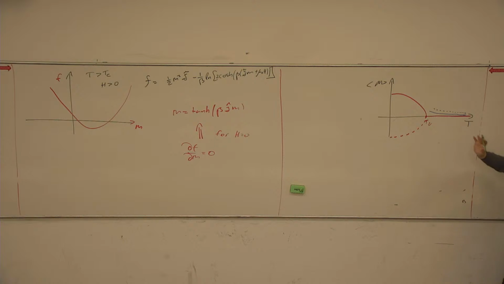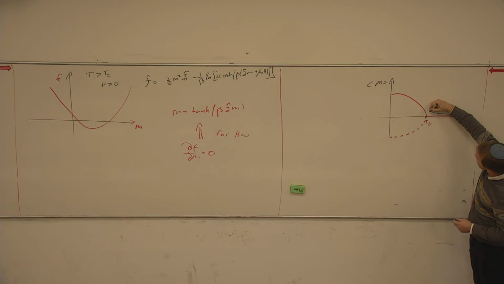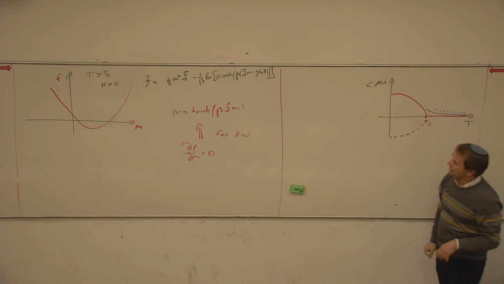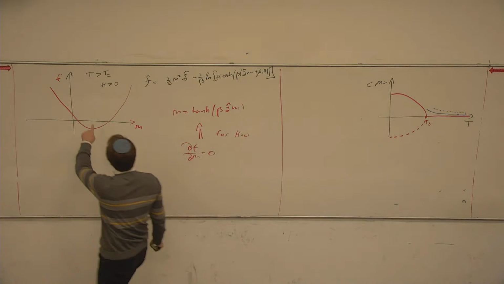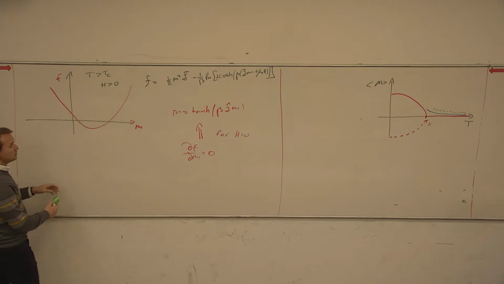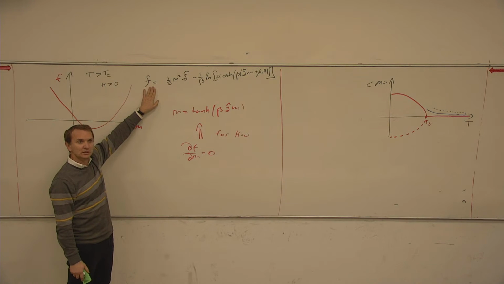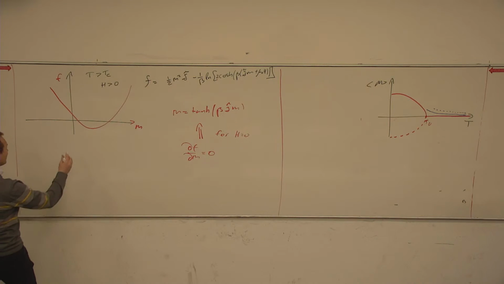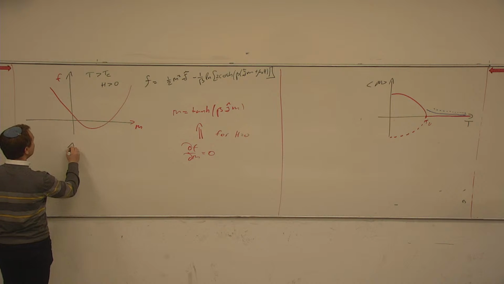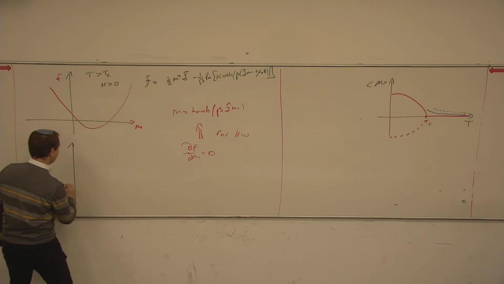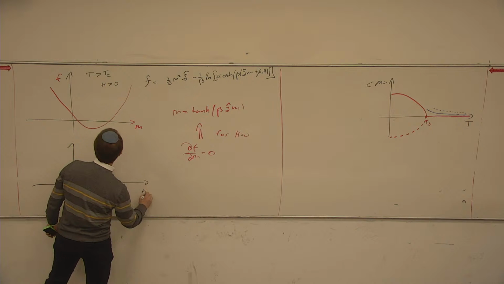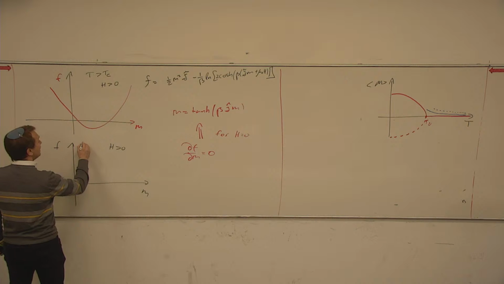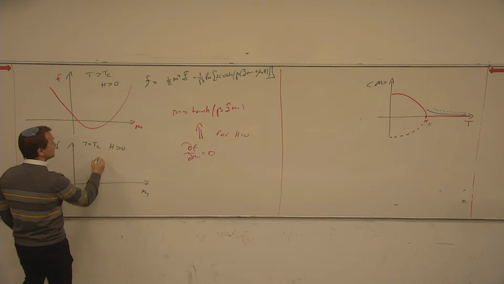Now we're going to see what exactly is going to happen at Tc. So what's starting to happen at around Tc? Around Tc, you can take this formula and plot it in Wolfram, for example. So what we're going to have: this is m, this is f, h is larger than 0, and T is exactly equal to Tc.